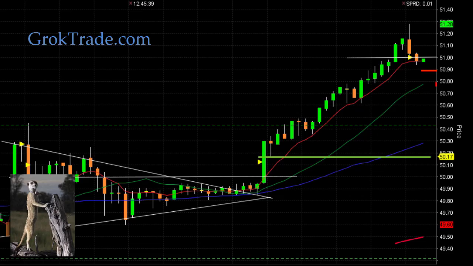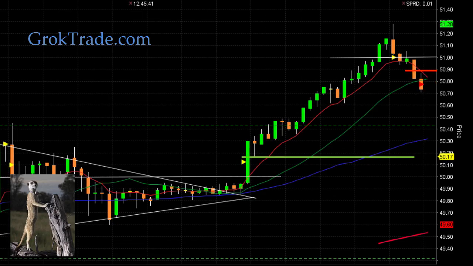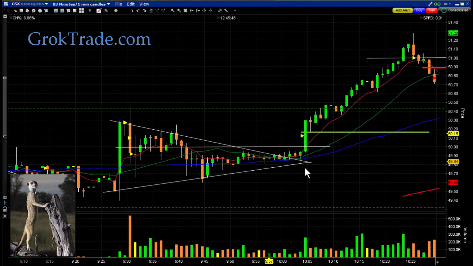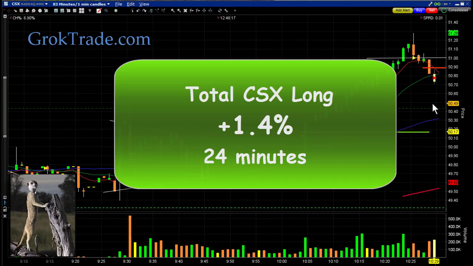And sure enough, what happened? It broke down, and I'm out at $50.89. So let's take a look at this trade. Symmetrical triangle. It broke out above a major line of resistance, $50, an even dollar amount, and then I just managed my stop. Part of the time I couldn't, because my computer was out, and I got back up and was able to manage it up here, and then as it dropped back down, I was able to get out for 1.4% in 24 minutes.